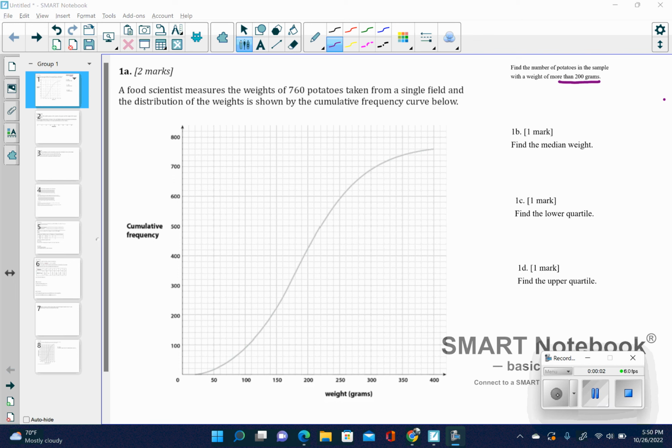So this is the video key for the test that we took. I'm just going to go over number one. First question: find the number of potatoes in the sample with a weight of more than 200 grams.